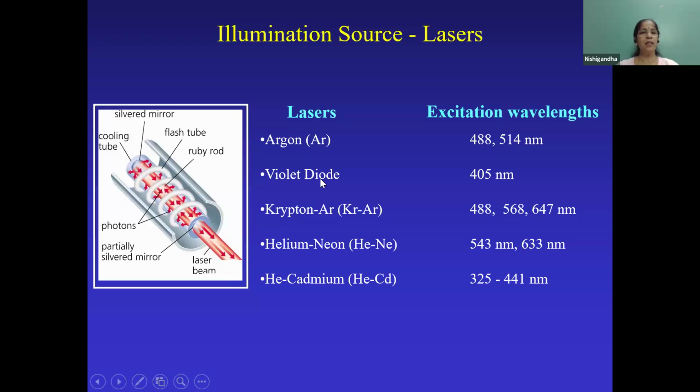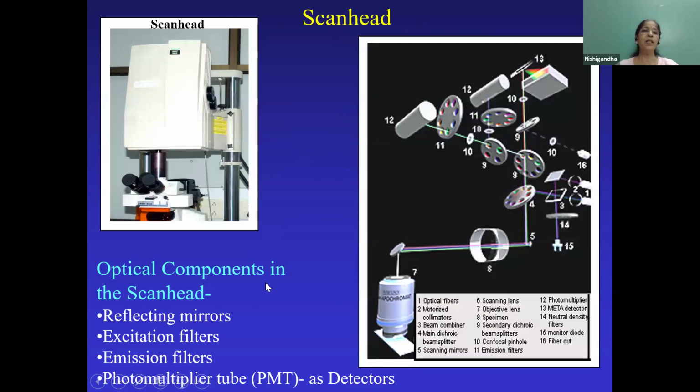Now illumination lasers could be anything. However, most of the time it's argon ion or violet diode which are used as illumination lasers simply because they give exciting lines in the blue and ultraviolet region, and most of the dyes are excited with blue and ultraviolet light. However, other lasers are also used, which could be krypton, argon, helium, cadmium, and so forth.